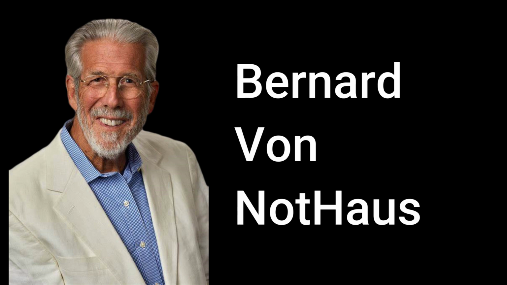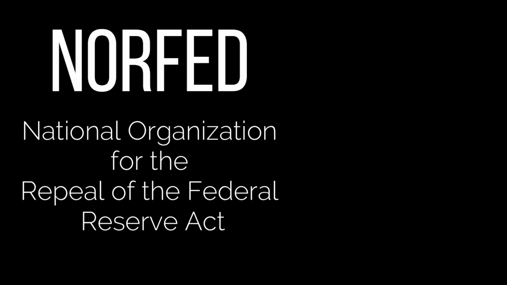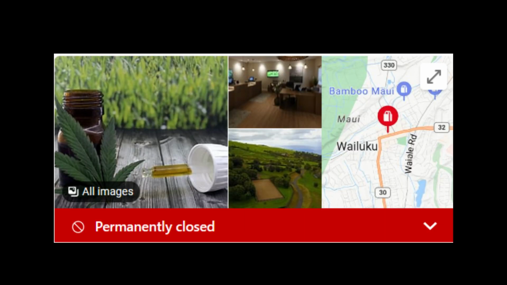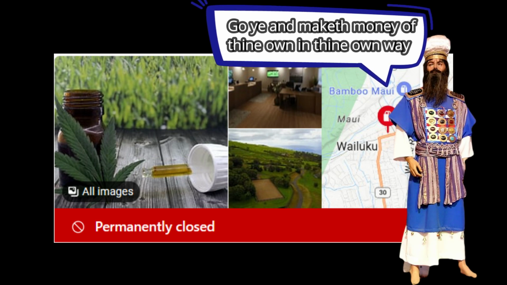So let's talk about the man. His name is Bernard von Nothaus. Not Nuthouse as in cookie, Nothouse as in like tie the knot. Mr. von Nothaus, the founder of NORFED, which stands for the National Organization for the Repeal of the Federal Reserve Act, which this guy didn't really understand acronyms because that acronym says NORFRA. Just saying. To further this guy's stance on the anti-establishment, von Nothaus opened a marijuana church in Honolulu, giving away pot and calling himself a high priest.